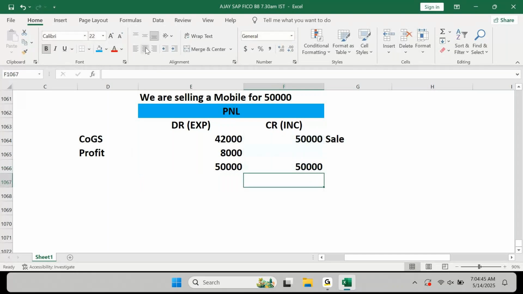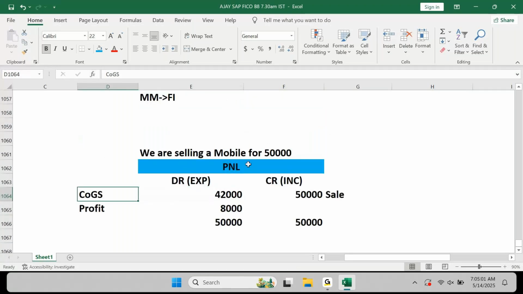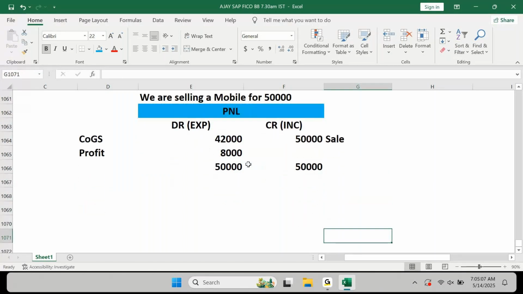In my P&L, sales value is directly coming from my invoice, but cost will not come directly. Cost is coming based on the PGI. Now, is COGS a P&L account or a balance sheet account? P&L account.